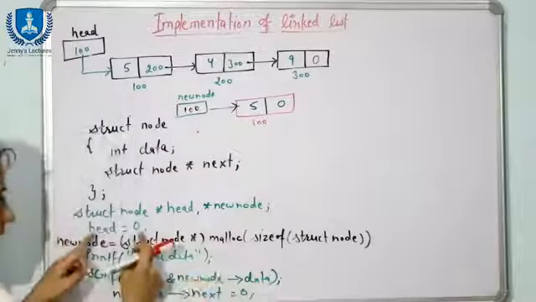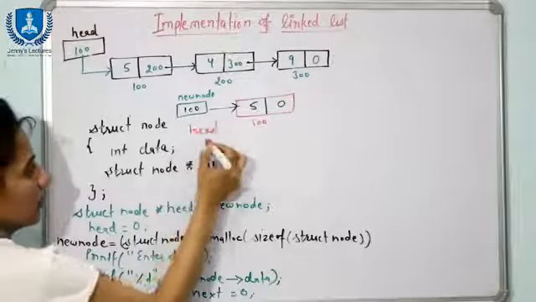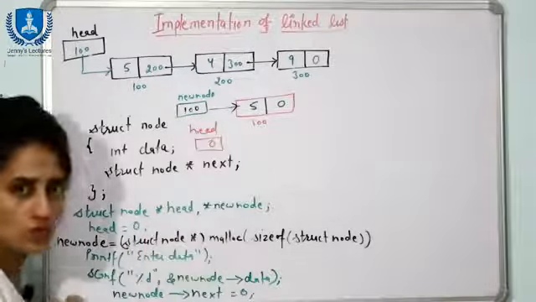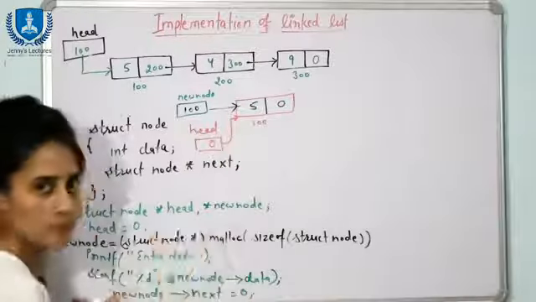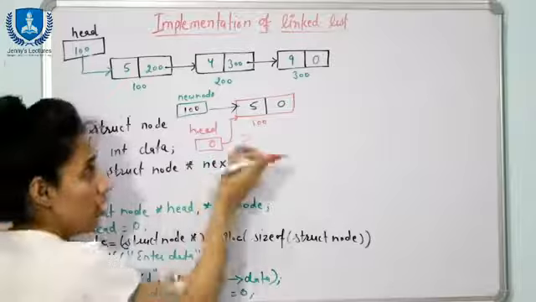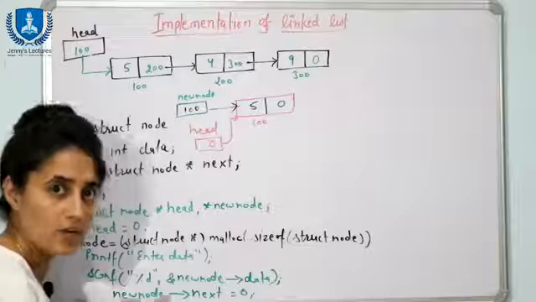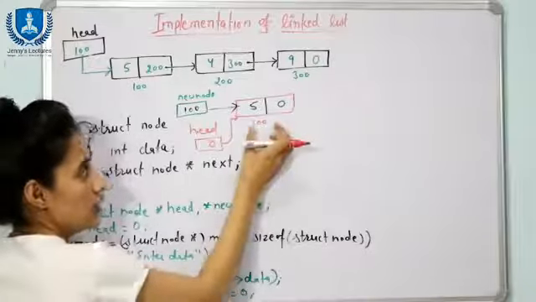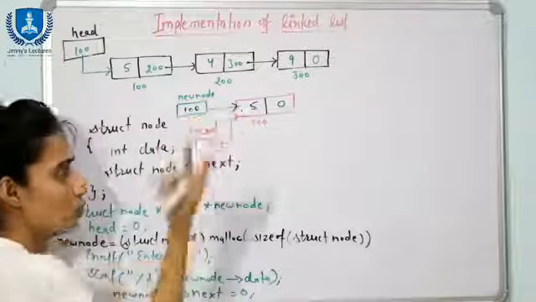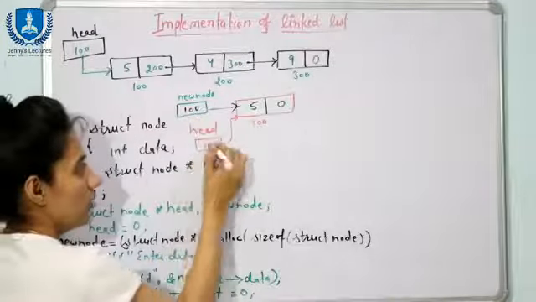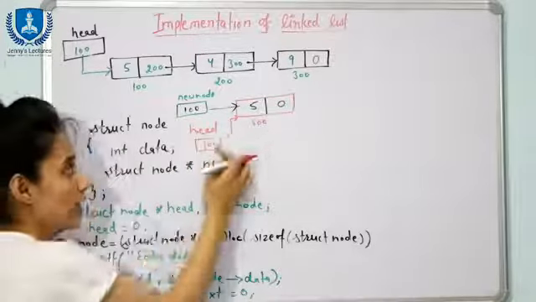Initially, see what we have done: head is equal to 0. Initially we have head and it contains 0. Now the next thing is you have to point this to this. So you have to store this address into head. The address is there in this pointer, that is, in new node. So simply you can write head is equal to new node. Now 100 is there and head is also going to point here. New node is here and head is also here.